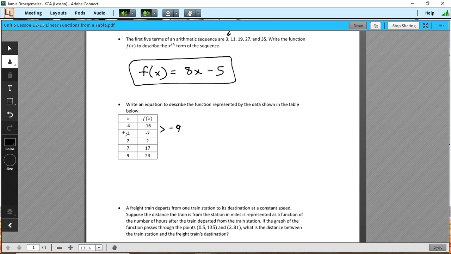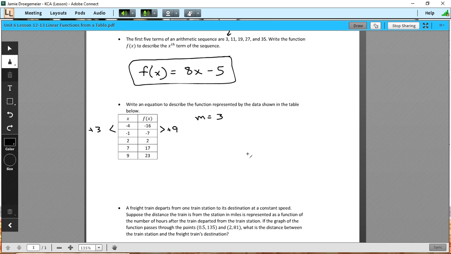And then if I do negative 4 minus 1, and actually I'm going to change the direction of that. So when I go from negative 16 to negative 7, I'm adding 9. To go from negative 4 to negative 1, I am adding 3. And so change in y over change in x, 9 over 3, my slope is going to be 9/3, which is 3. So every time x increases by 1, y is increasing by 3.